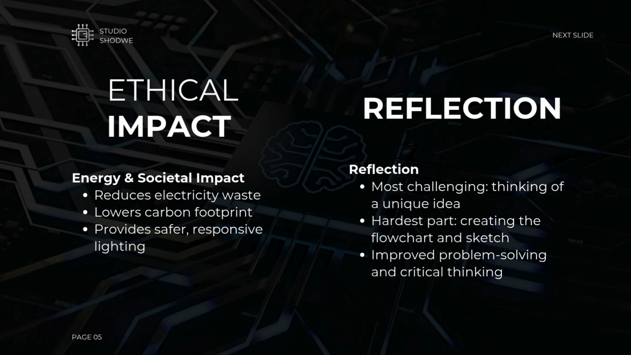Then lastly, we have the ethical impact, of course. This system reduces the electricity waste. Also, it lowers the carbon footprint, because when we use a lot of electricity, there is more carbon used. That's why if we reduce the use of electricity, then it will also lower the carbon footprint. And of course, it also provides a safer, responsive lighting because it doesn't constantly use fully 100% power. So that's why overheating is less possible.